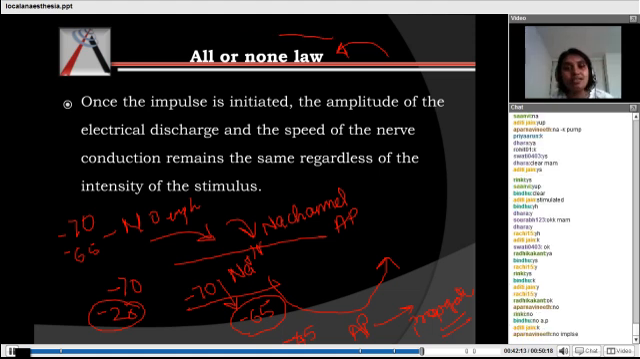That is what the all or none law is. Once the impulse is initiated, the amplitude of the discharge and the speed remain the same regardless of the intensity. So for initiation, we need a certain threshold, and after that, it remains the same even if we increase the impulse. Okay?